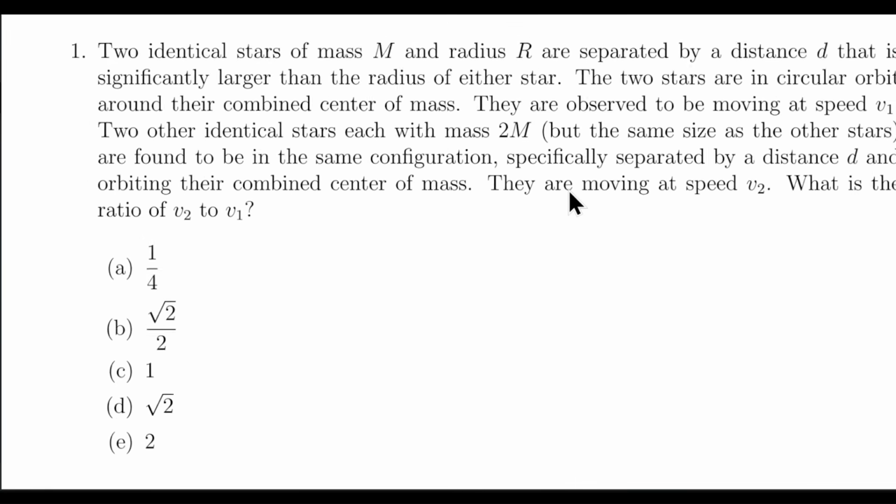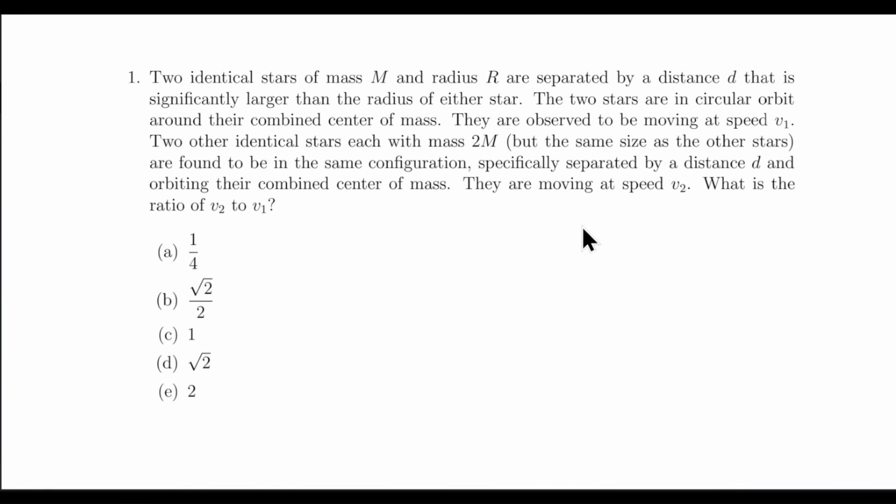Okay, all right. The first question is on gravitation. It's a long one. It says that there are two systems. In the first system, there are two identical stars of mass m and radius r separated by d, and they are moving with a velocity of v1 in a circular orbit. Now the mass is doubled, but the radius is the same, and now for the same distance d, they are moving with v2. So what is the ratio of v1 to v2?